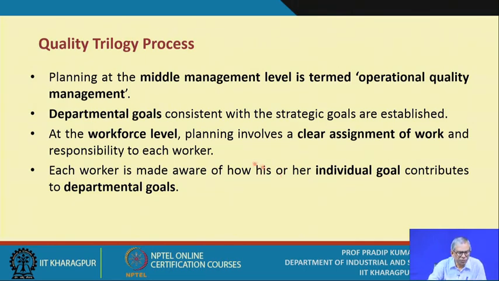Planning at the middle management level is termed operational quality management, and departmental goals consistent with the strategic goals are established. So you must set the company goal, and then department wise you set your goals related to quality. Then you go to the operations level, the workforce level. Planning involves clear assignment of work and responsibility to each worker. Each worker is made aware of how his or her individual goal contributes to departmental goals.